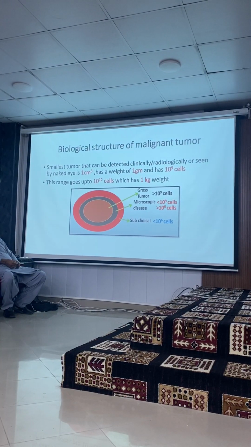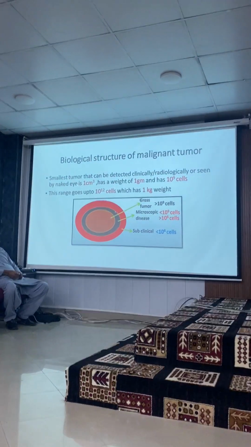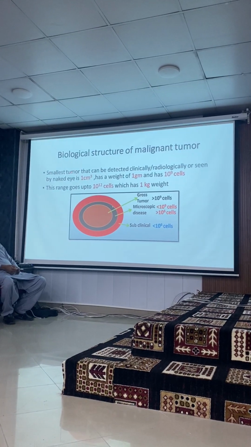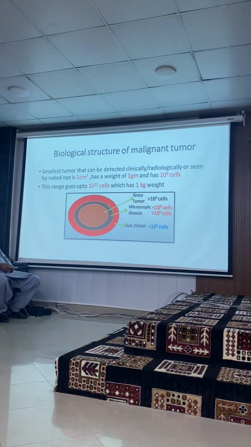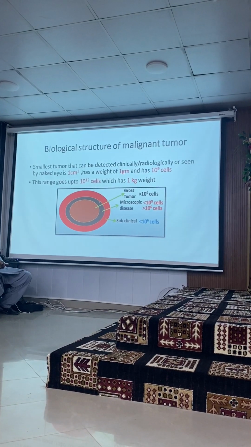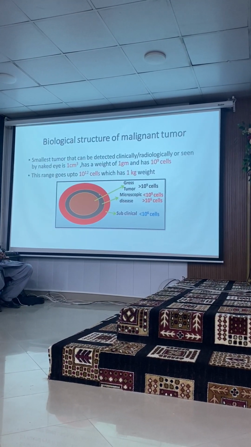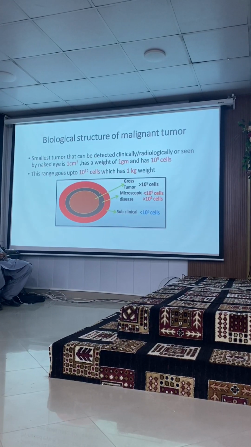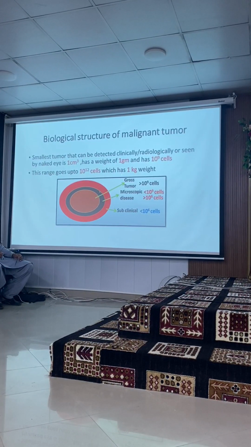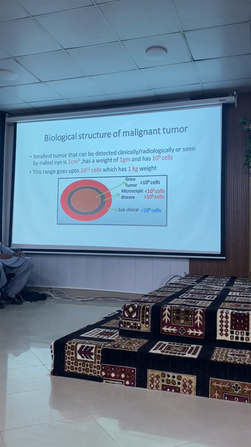An example of this would be a very slow growing, less aggressive tumor. It will maybe grow to a bigger size, closer to a kg, but a very aggressive tumor will generally be around this range. So this range goes up to 10 power 12 cells and has 1 kg in weight. This is the gross tumor.